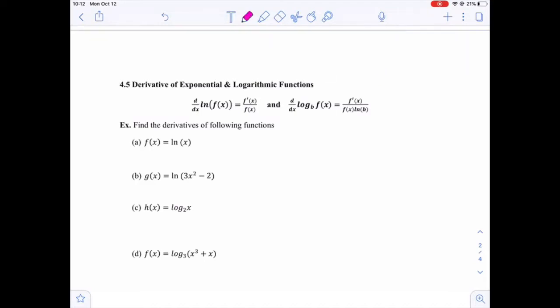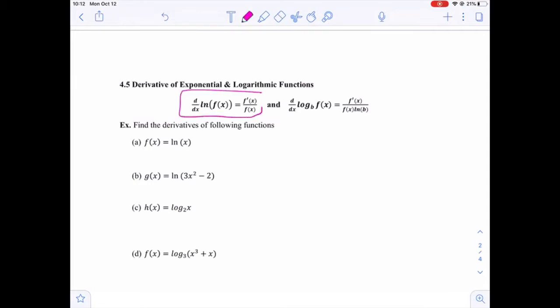And here we need to distinguish between those two notations. We have log base b and natural log, because the derivative will be slightly different between the derivative of log base b and natural log. And we know that if we don't write anything here, that means it's log base 10. That's the ordinary log.